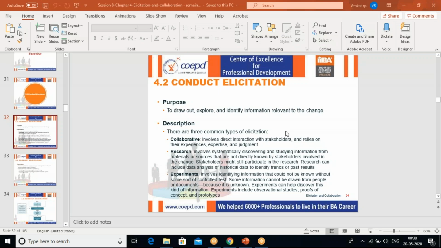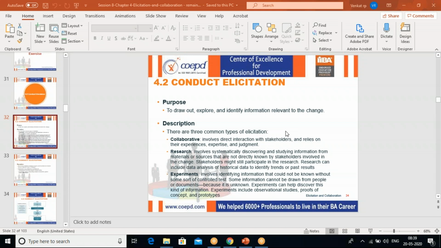Okay. Now in elicitation and collaboration, we have 5 tasks. The first one is prepare for elicitation. The second one is conduct elicitation. The third one is confirm elicitation results. The fourth one is communicate business analysis information. And the fifth one is manage stakeholder collaboration, right?